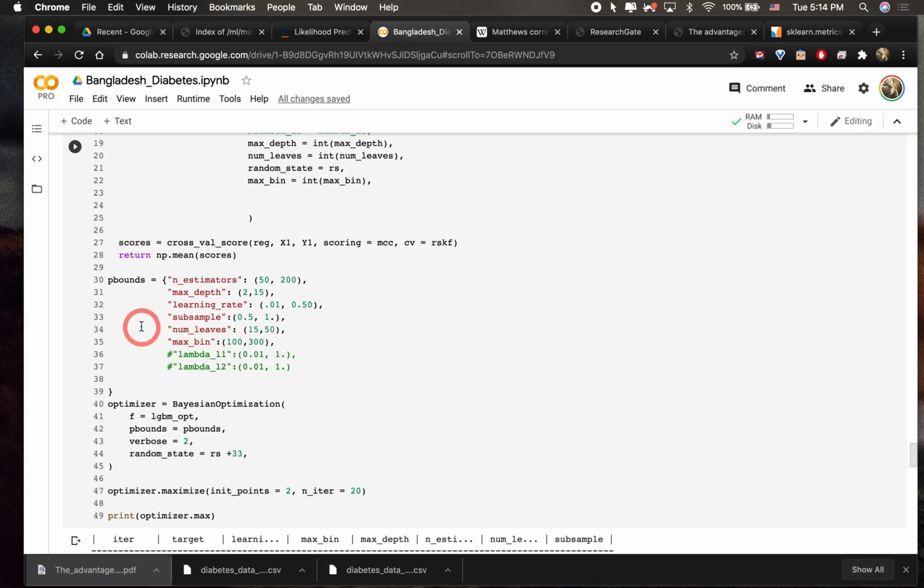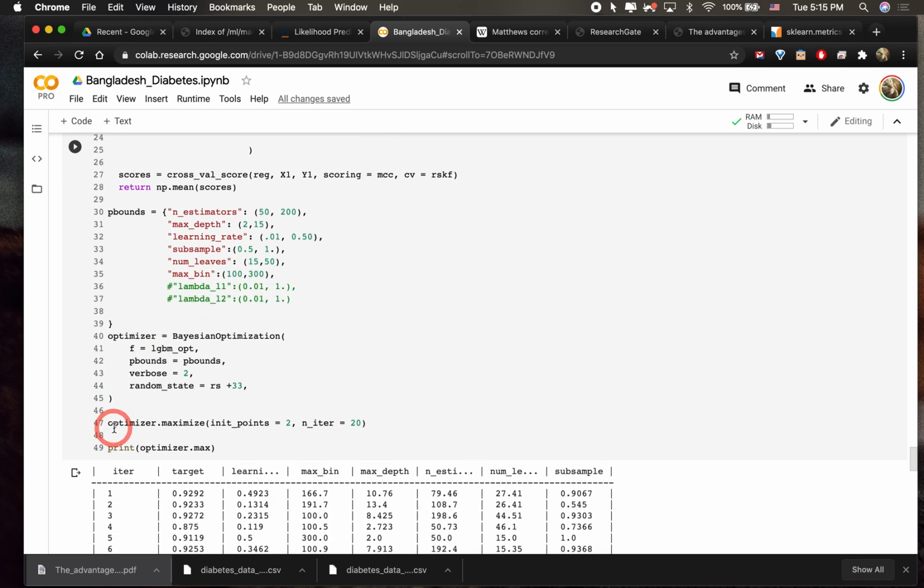Estimators 50 to 200. My learning rate very rarely goes above 0.4 or 0.5. Subsample is still 0.5 to 1. Number of leaves is 15 to 50. So this is kind of the same.